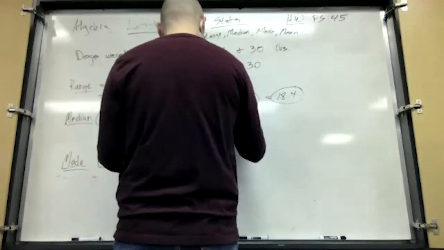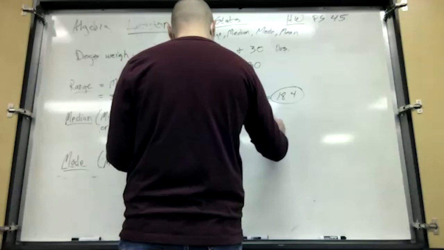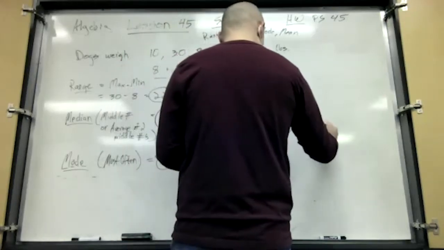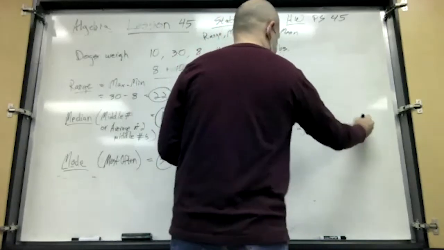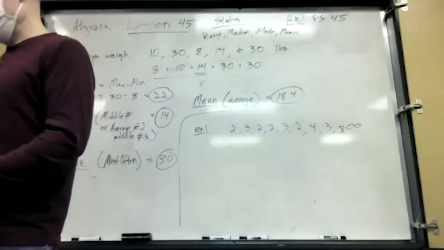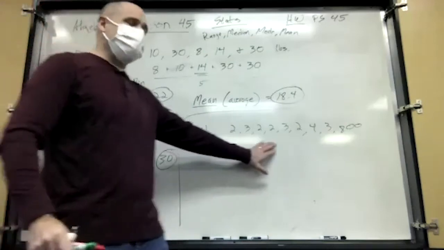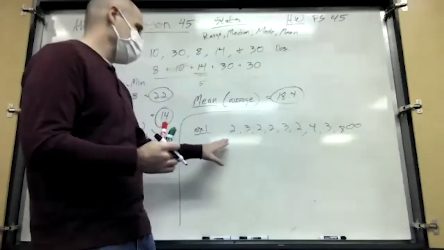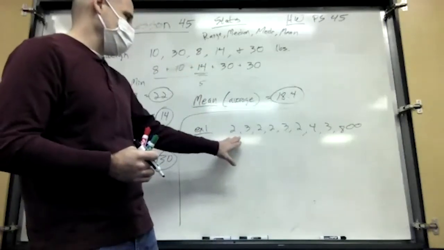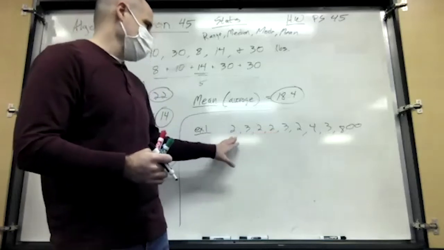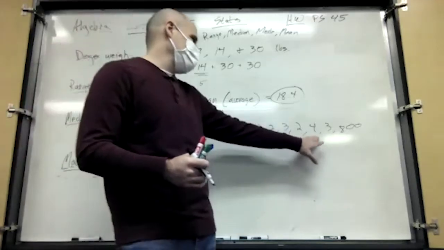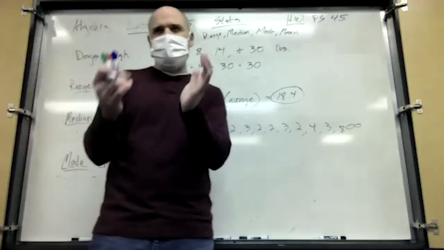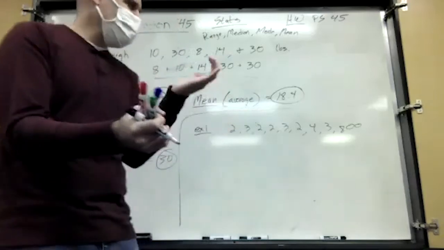Here's my data, 2, 3, 2, 2, 3, 2, 4, 3, 800. So it was looking pretty good, like everything was hanging around the same mean. So I'm thinking the mean is going to be somewhere between 2 and 3 because there's like 4 2s. There's only 1 4. Then there's 3 3s. So it's going to be somewhere between 2 and 3, right? If you found the mean of that.